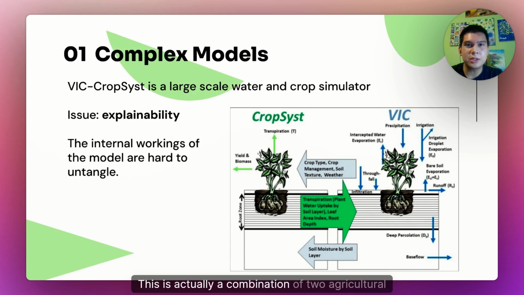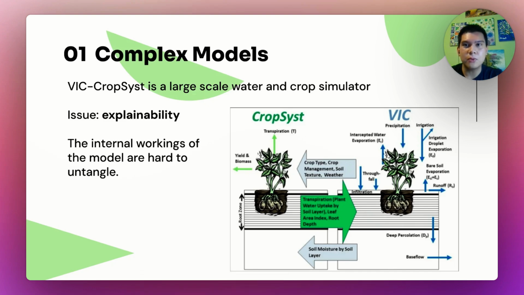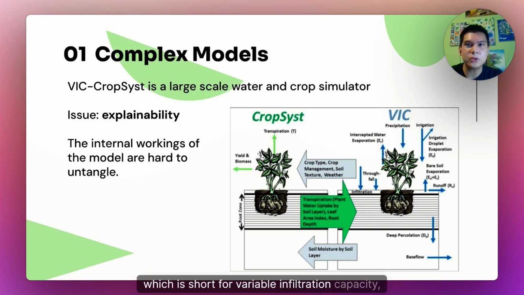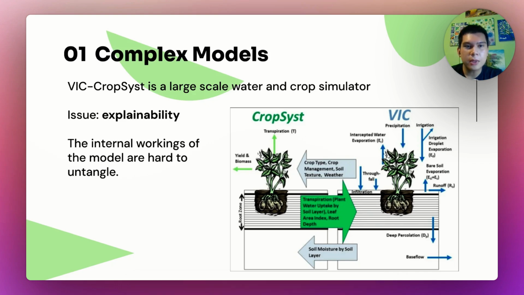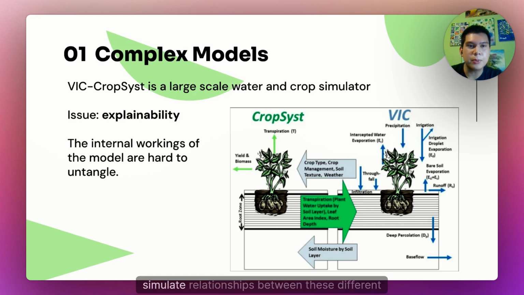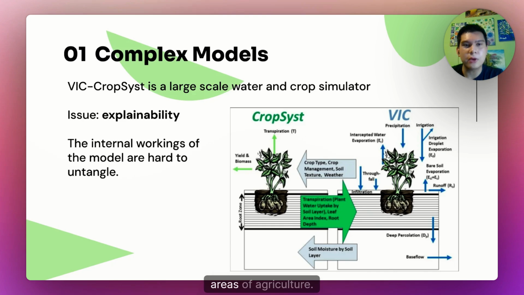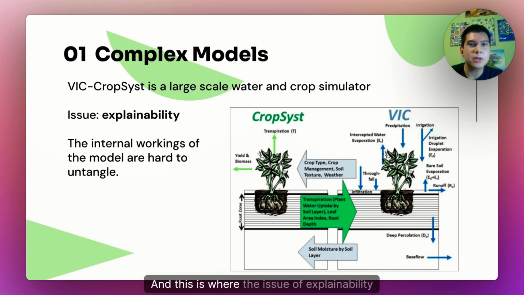This is actually a combination of two agricultural models. Crop-Cyst simulates plant processes and crop growth, and Vic, which is short for variable infiltration capacity, simulates the water cycle and hydrology factors. These two models were put together in order to simulate relationships between these different areas of agriculture. And this is where the issue of explainability starts to come in.